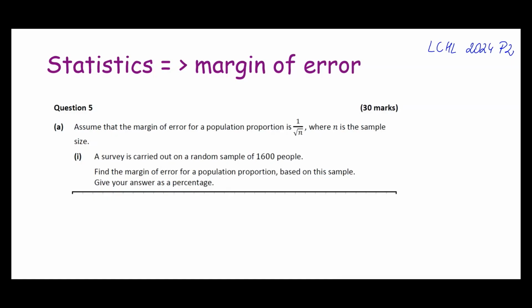Let's talk statistics and specifically margin of error. Assume that the margin of error for a population proportion is 1 over square root of n. Why are they saying that?